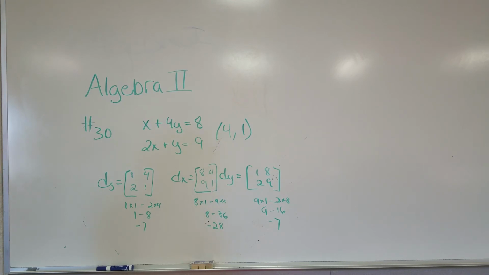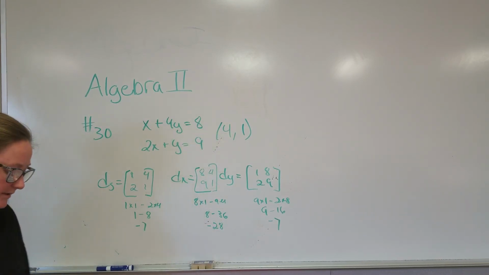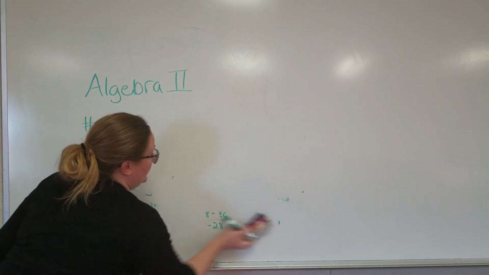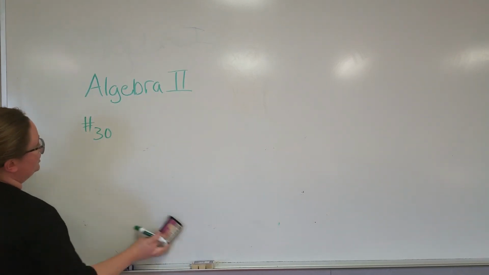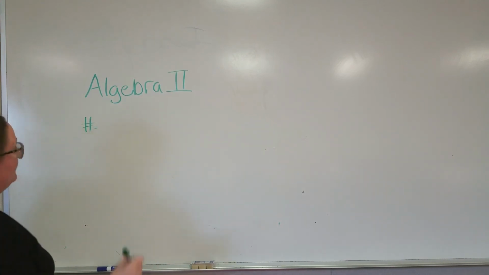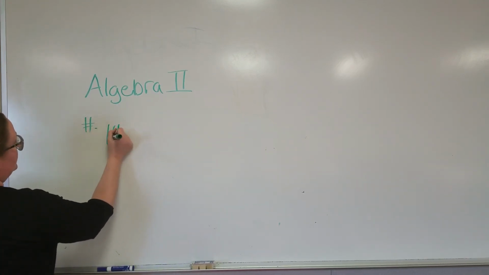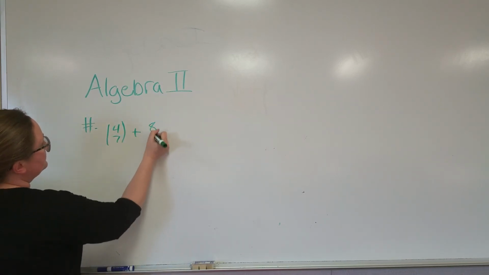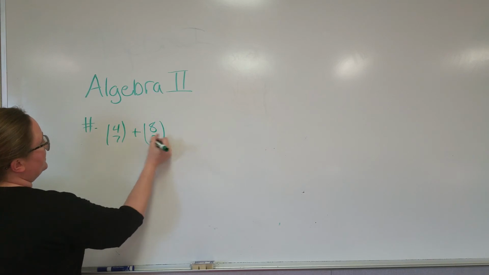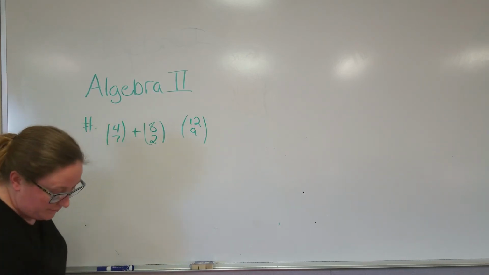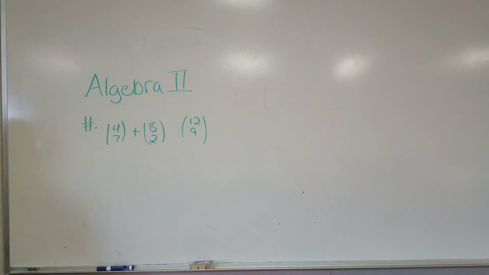Number 32, they just have you add two matrices. On anything that has an addition or subtraction sign, you just add or subtract straight across. Makes it very simple. Just add. 8 plus 4 is 12, and 7 plus 2 is 9, and you're done with that one. So look for these addition symbols. Don't make it harder than it is.